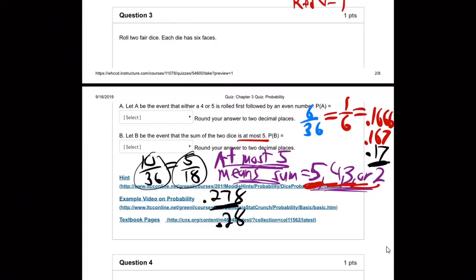You guys feeling comfortable with your number 3?